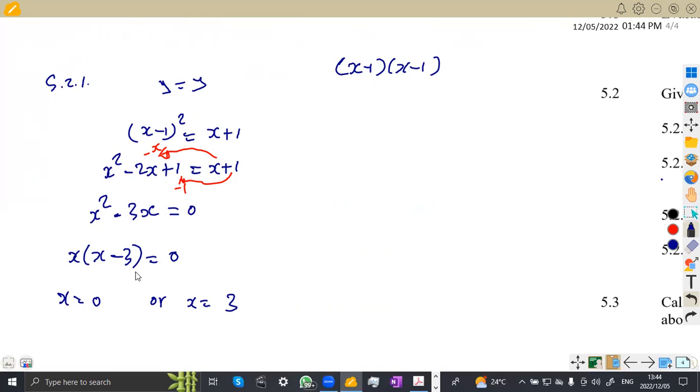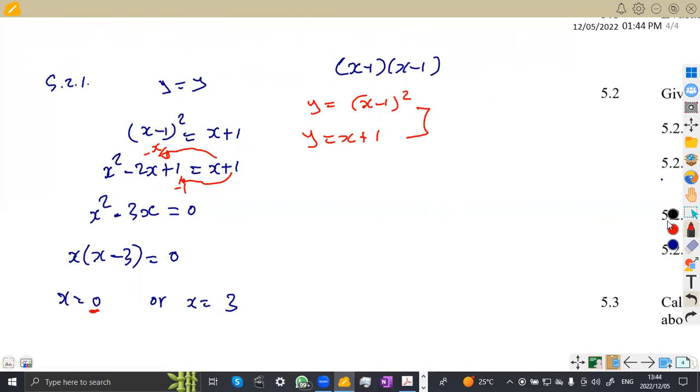Remember, this is a point. We are calculating the coordinates, which is the point. So you're supposed to substitute the values of x that we got. When x is 0, you can substitute into any one of these: y is equal to x minus 1 squared, or y is equal to x plus 1. Since we said at the point of intersection, these two are equal. So if x is equal to 0 here, as you can see, 0 plus 1, that's a 1. So which means y is going to be equal to 1. If we substitute x as 3 here, that's 3 plus 1, which is 4. So which means y here is going to be equal to 4.